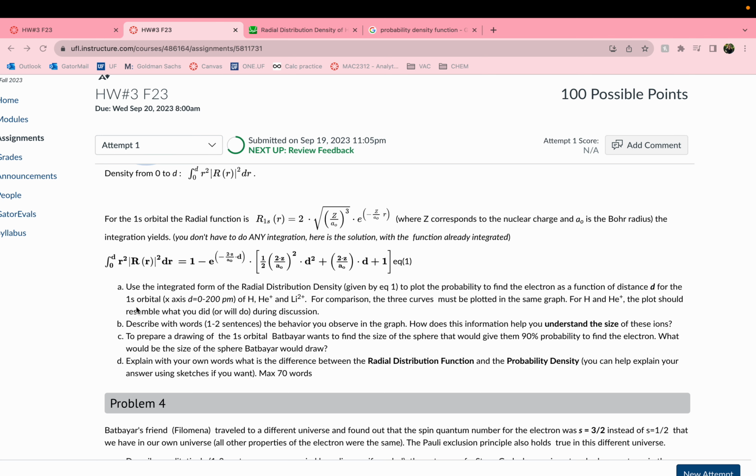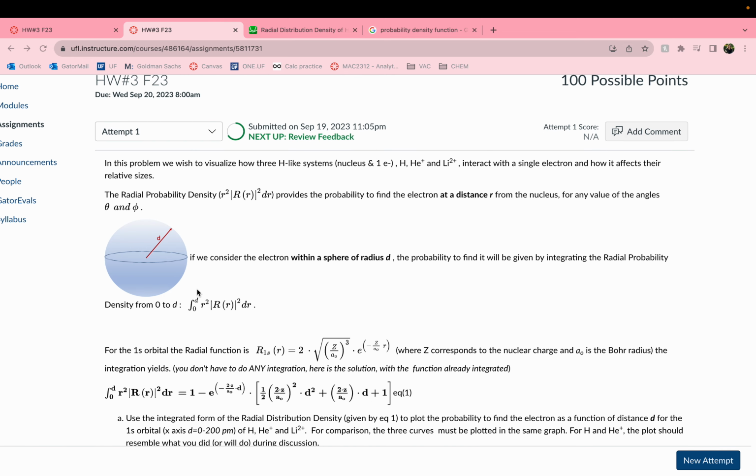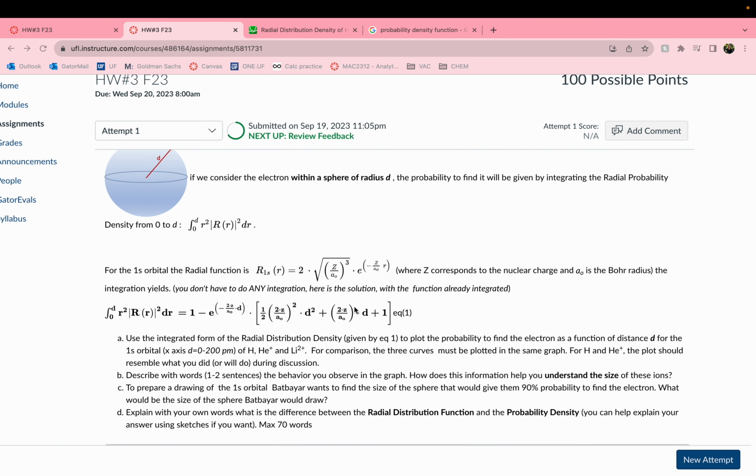Three parts: A, B, C, and D. So going into this problem, part A, I'm given quite a bit of information. I'm given the integrated form and integrated equations of the radial distribution density, which part A is asking me for. It's asking me to plot this integrated form as a function of distance d. So d will be on my x-axis for elements hydrogen, He+, and lithium 2+.